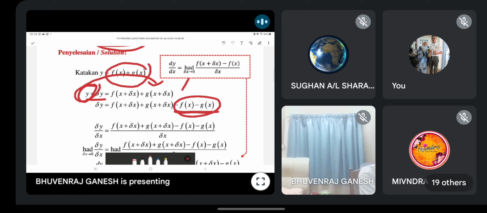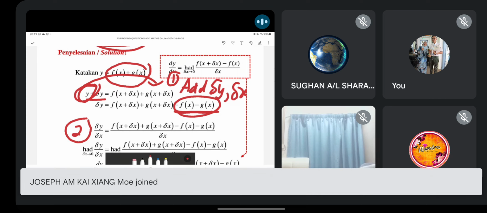Then try to recall what your steps are when using first principle. First step, you add delta y and delta x. Am I right, guys? Try to think back how you do first principle. Second step, you do delta y divide delta x. So you can see they are just following the steps. That's why you divide by delta x.